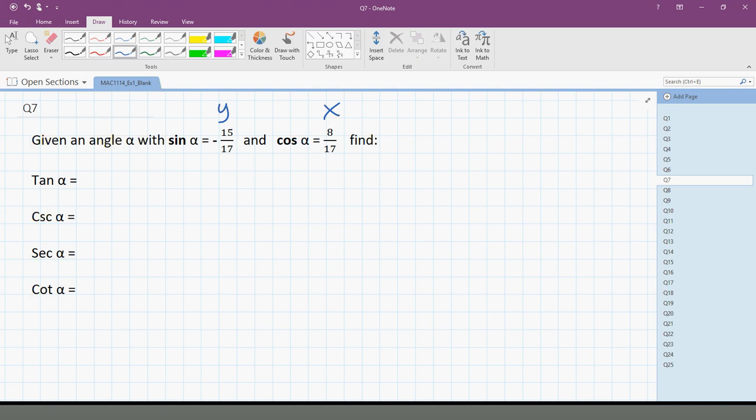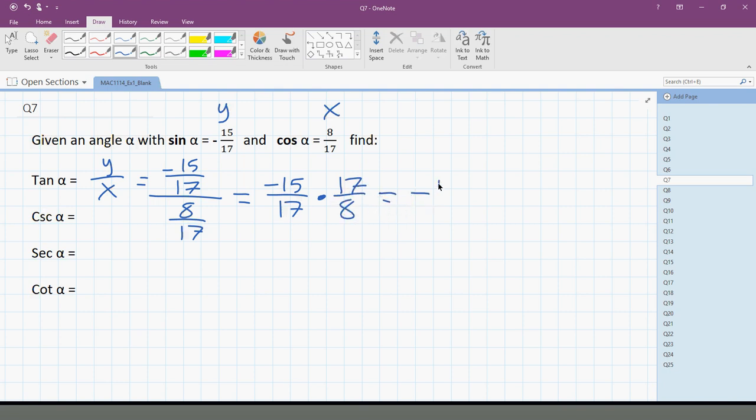So tangent alpha, well, that would be, as we talked earlier, our y over the x. So we just take our y value, which is the negative 15 over 17, divide that by our x value, which is 8 over 17. And again, you've seen this before. We're just going to do that keep, change, flip. So we'll keep the first fraction, we'll multiply it by the reciprocal of the bottom guy. So that gives us negative 15 over 8.